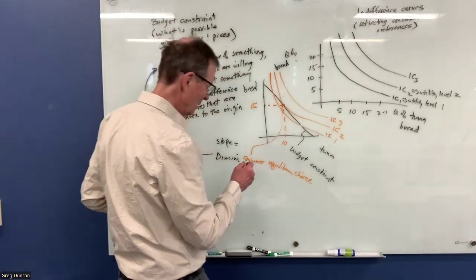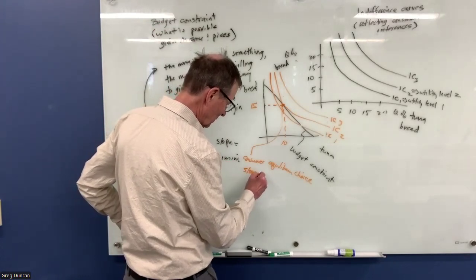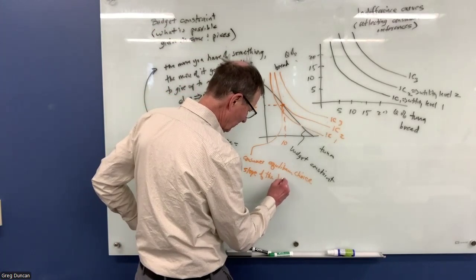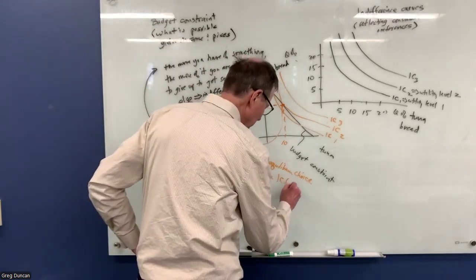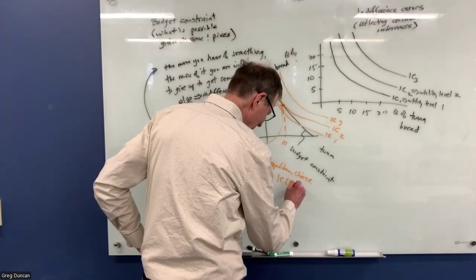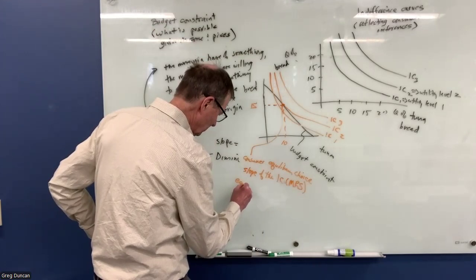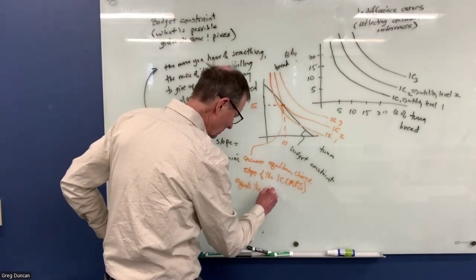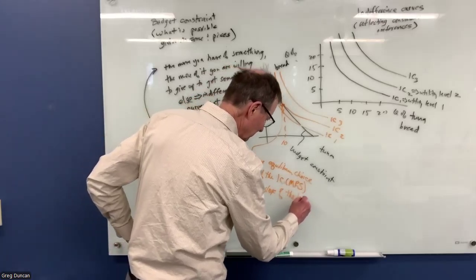And at this point, the slope of the indifference curve, in other words, the marginal rate of substitution, equals the slope of the budget constraint.